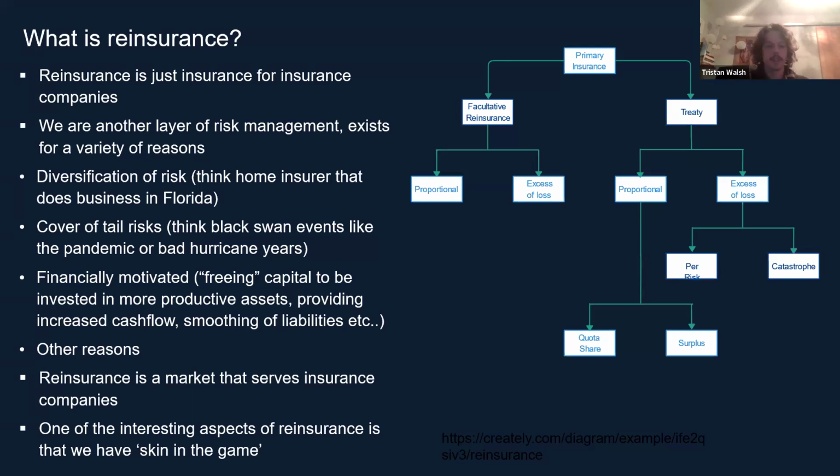So if we make a recommendation or we provide a service related to underwriting, the impact of that recommendation or that service, if it does impact the underwriting process or any process within their whole value chain, we're actually going to feel the impact on our balance sheet as well, because we're on the risk for that business as well. So it's a very interesting industry and the way that it operates and interacts with insurance companies.